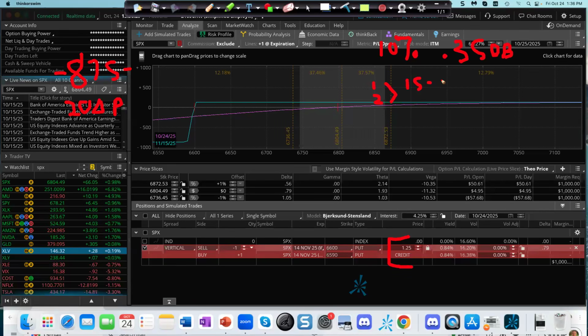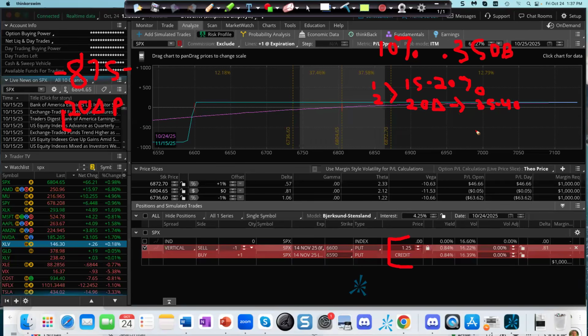Either 15 to 20% max loss on this, or that 20 delta hits kind of this 35 to 40 mark, maybe closer to 40, whichever comes first. Let me say it again. Just a plan to get you started, right?